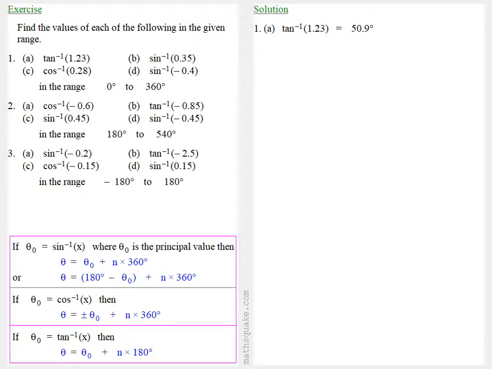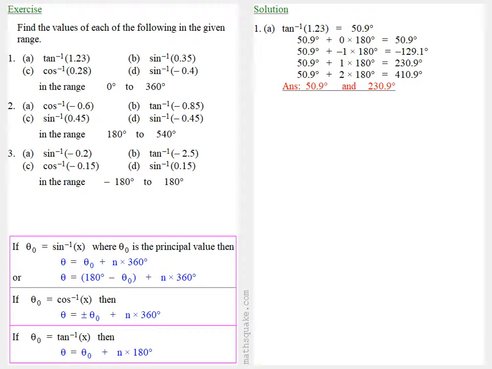Well, in question 1 part A, we're asked to find the inverse tangent of 1.23. Now, if we do that on a calculator, we get the inverse tangent of 1.23 is 50.9 degrees, and this is our principal value. Now, if we subtract 180 degrees from it, we get minus 129.1, which is too small. If we add 180 degrees to the principal value, we get 230.9 degrees, which is in the right range. And if we have 50.9 degrees plus 2 times 180, that's too large, 410.9 degrees. So the two values that are in the range are 50.9 degrees and 230.9 degrees.